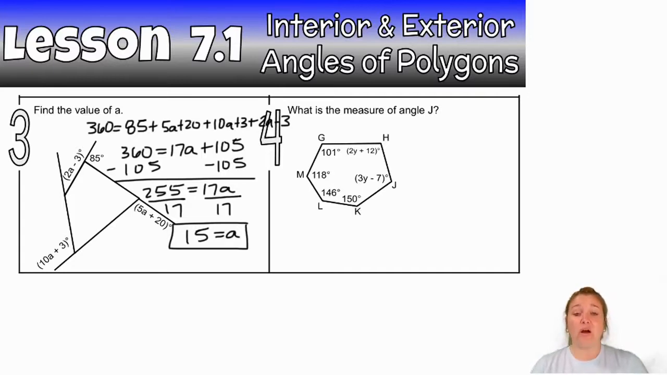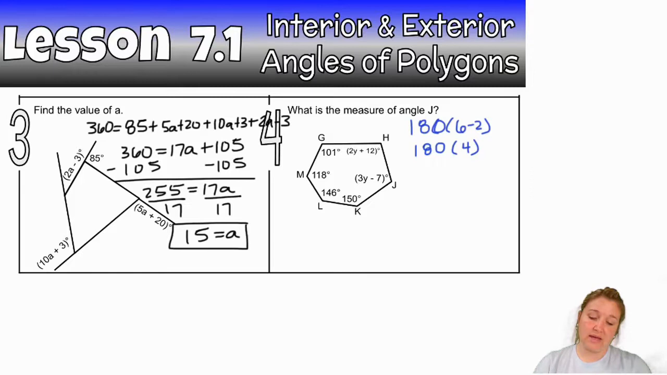Okay, on this last one, we are going to have to figure out the angle measure of J. But there are a couple of steps we have to do first. You'll notice that J has a y with it. We also have another term with a y in it. So we're going to do this summation thing and solve for y, and then plug that y back in and find J. Now, I need to figure out how much the inside adds up to be. So I need to figure out how many sides there are. I got six sides. Therefore, I'm going to have 180 times 6 minus 2. So 180 times 4, which is 720 degrees.